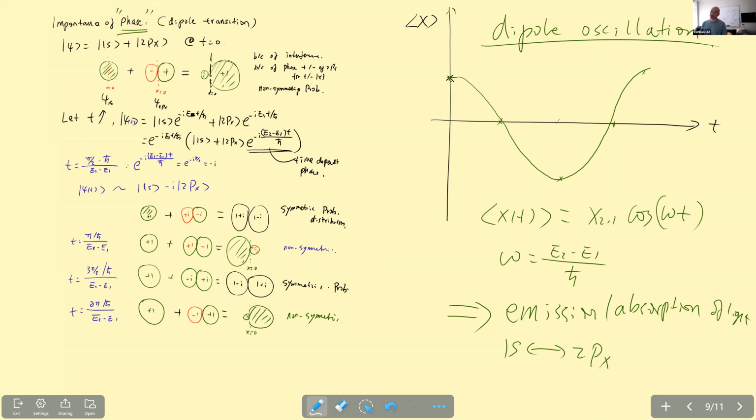If you have a superposition of the 1s and 2px states, you actually have a dipole oscillation, and the frequency of this one is just the energy difference divided by h bar. So that means the light that will be absorbed or emitted will have the same frequency as this energy difference divided by h bar. That is something interesting and important. All right, so that's about the 2p states.